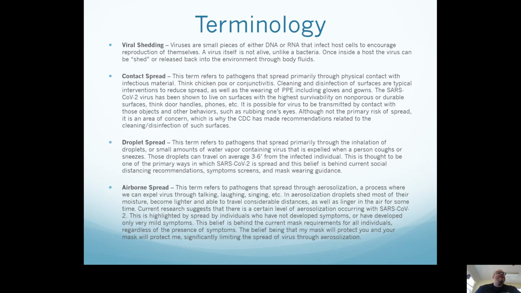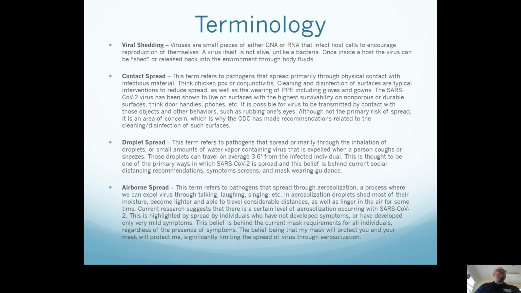SARS-CoV-2 is said to primarily spread through droplets. That is the reasoning behind current social distancing recommendations, staying apart from each other, making it harder for the virus to jump those distances, as well as mask wearing guidance, and staying at home when sick, when coughing, when sneezing, things like that. Airborne spread refers to pathogens that spread through a process called aerosolization.